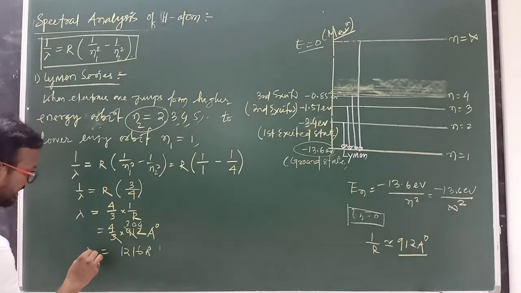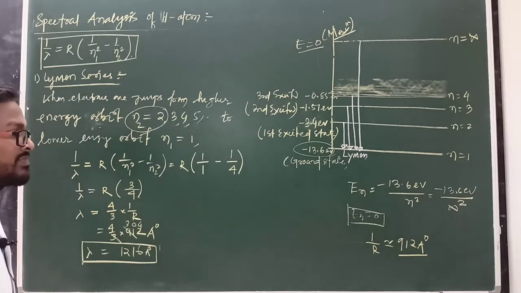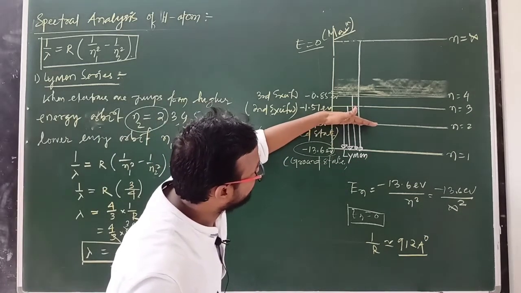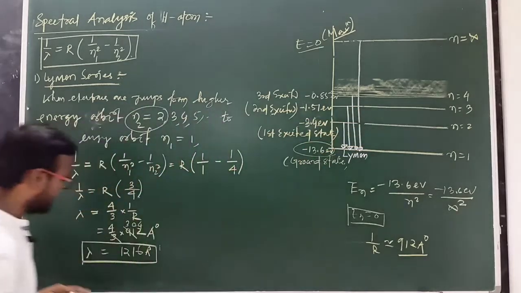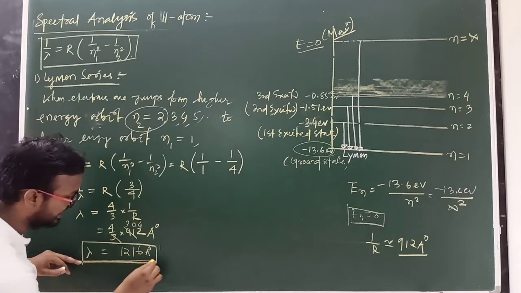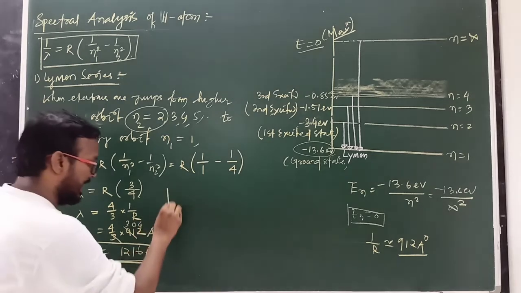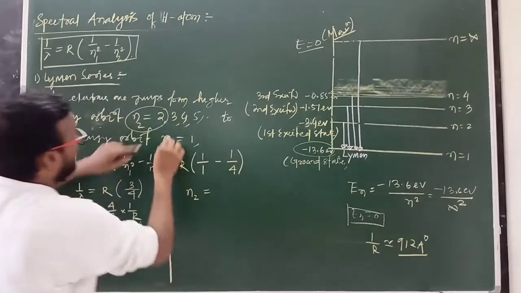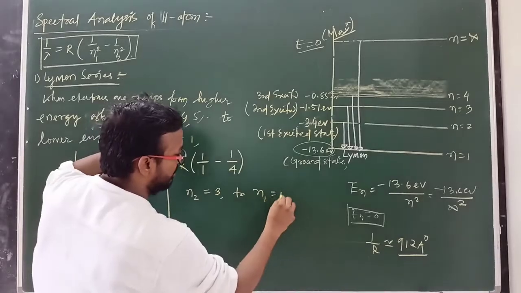This is wavelength lambda. This is the first line of the Lyman series, meaning when electrons jump from the first excited state to the ground state, or second orbit to first orbit, at that time we get the spectrum or light of wavelength equal to 1216 angstrom. Suppose you take another example, when the electron jumps from n2, and I am taking here 3, to n1, because n1 is here 1.